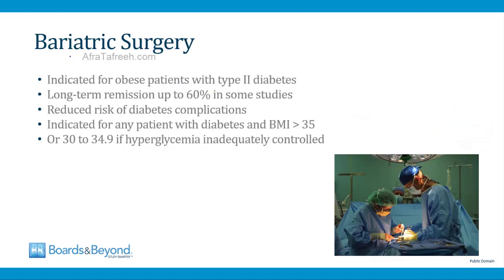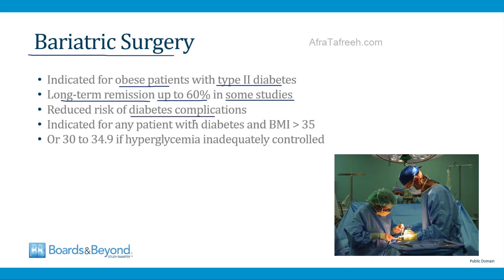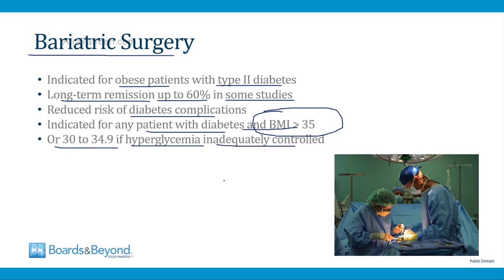Another treatment that can be very effective in type 2 diabetes is bariatric surgery, which refers to various forms of weight loss surgery. This is indicated for obese patients who have type 2 diabetes. And in some studies, there's been long-term remission of type 2 diabetes in up to 60% of cases after bariatric surgery. The studies have also shown a reduced risk of diabetes complications. So bariatric surgery is indicated for any patient with diabetes who has a BMI greater than 35, and this is the number you want to know for your board exams. It's also indicated for patients with type 2 diabetes whose BMI is 30 to 34.9 if they have hyperglycemia that is inadequately controlled with medical therapy.